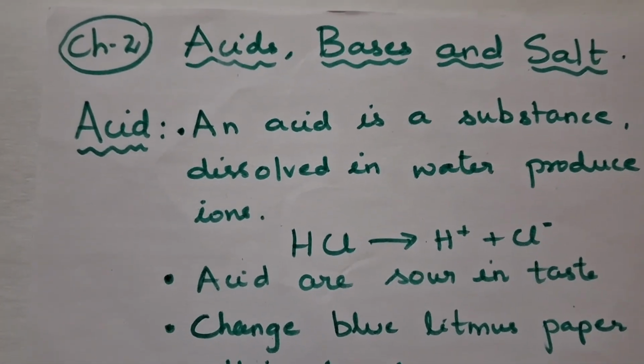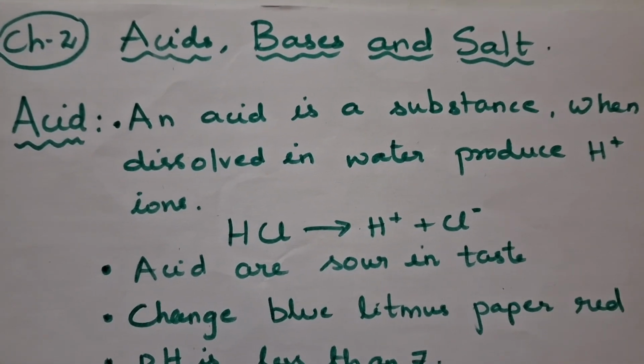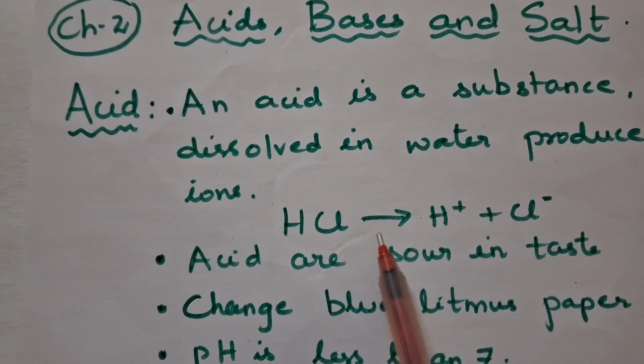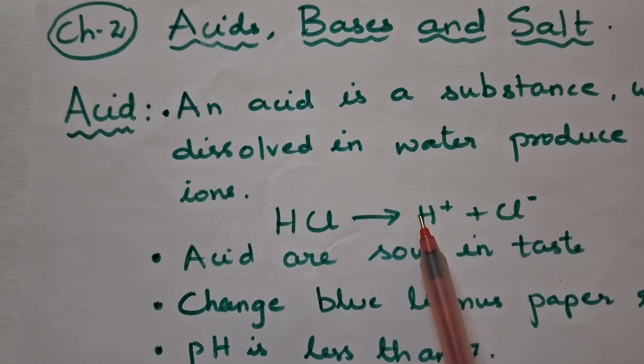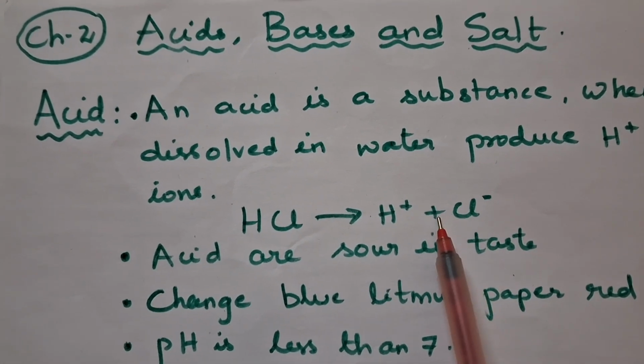So, what is an acid? An acid is a substance that, when dissolved in water, produces H plus ions. So when you dissolve hydrochloric acid in water, it dissociates, meaning it splits into H plus and Cl minus ions.